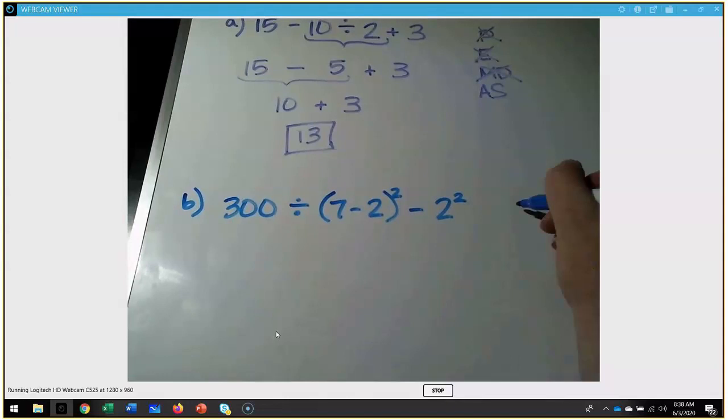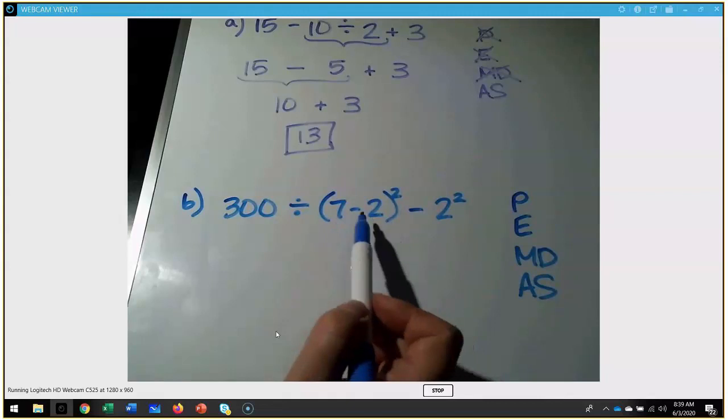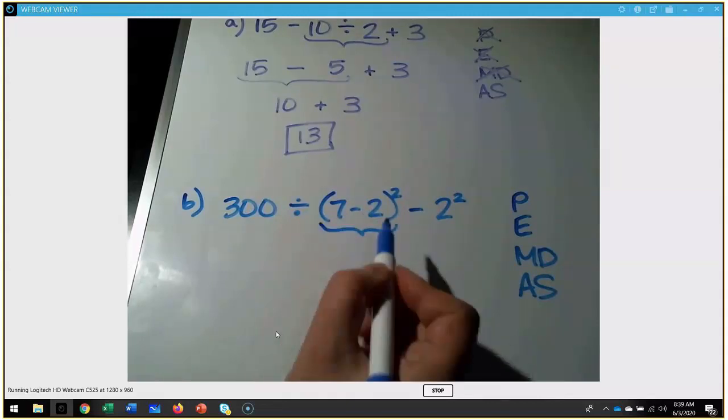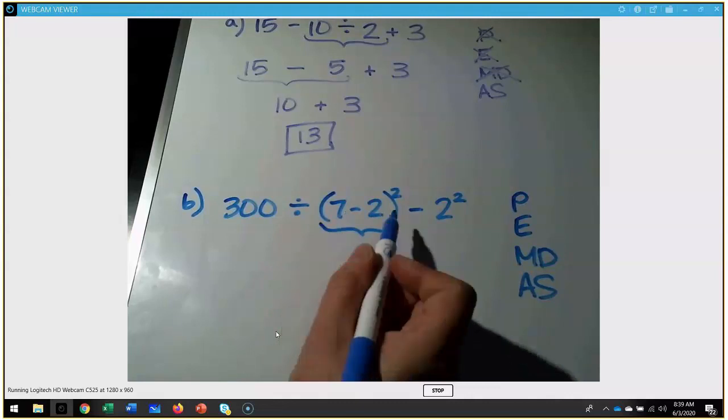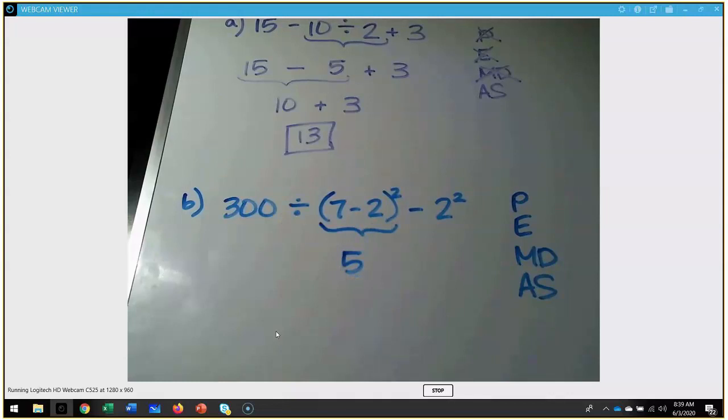So now you do have parentheses. So we're going to take a look inside of them. Inside there, you can do something. You can subtract. So we're going to start there. 7 minus 2 is 5. And then I'm going to bring everything else down that I didn't use yet.